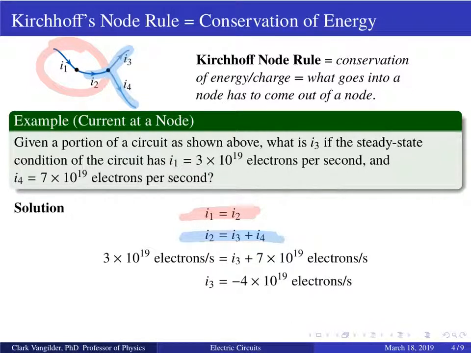So I1 here is 3 times 10 to the 19th electrons per second. I4 is 7 times 10 to the 19th electrons per second. And it's just simple elementary algebra. Solve it for I3. So the difference, negative 4 times 10 to the 19th electrons per second.